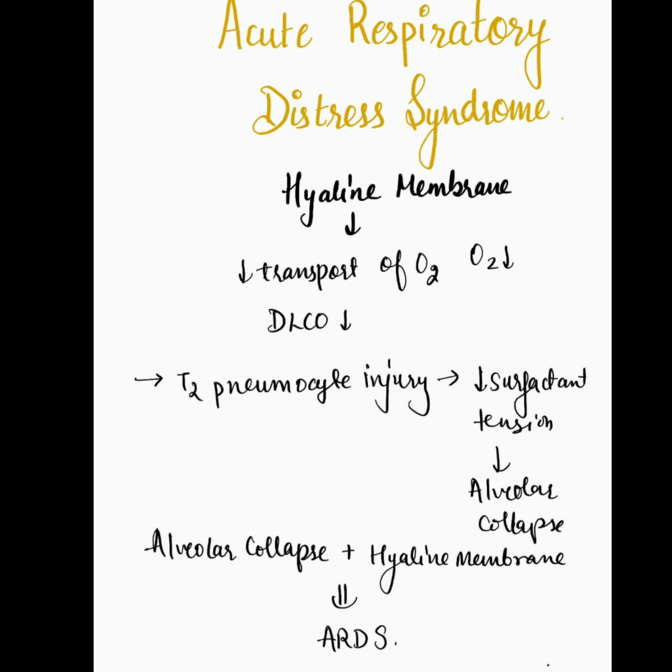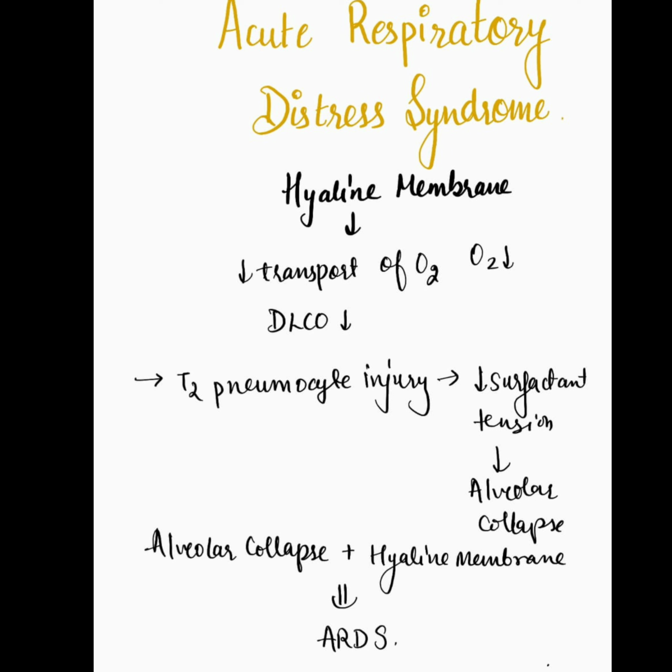And type 2 pneumocyte injury will lead to a decrease in surface tension because of decreased surfactant production, and it will lead to alveolar collapse. Alveolar collapse due to type 2 pneumocyte injury and hyaline membrane formation due to type 1 pneumocyte injury combined will lead to acute respiratory distress syndrome. So this was the pathophysiology.